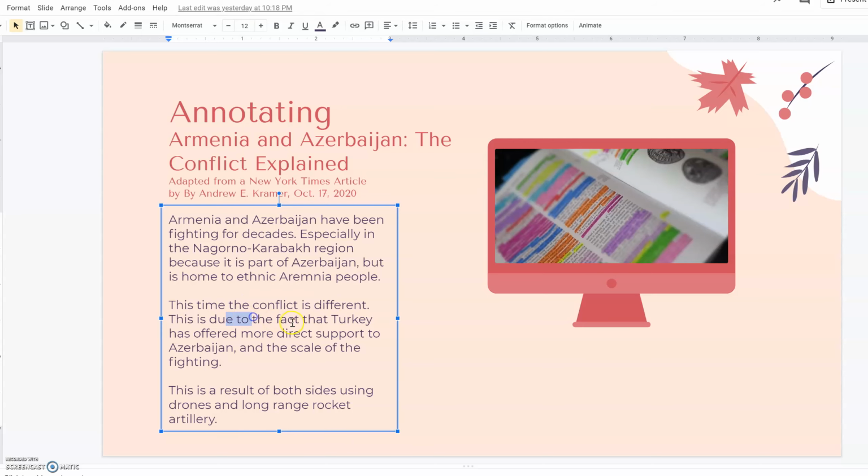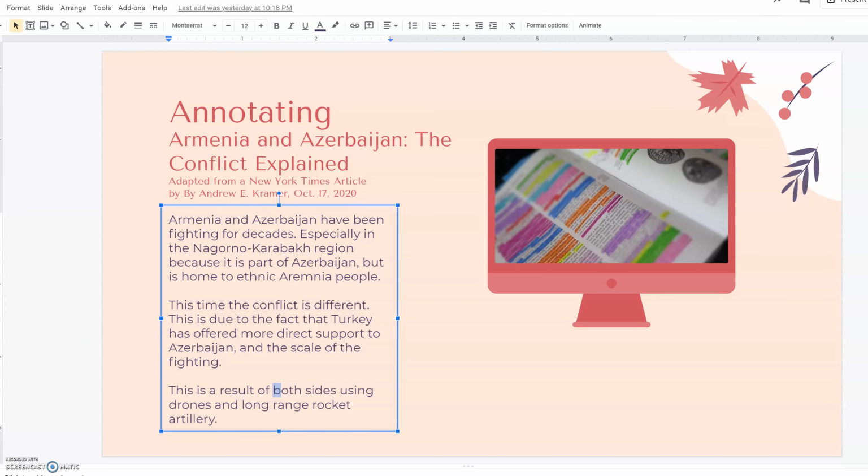Why? This is due to the fact that Turkey is giving more support to Azerbaijan and the scale of fighting has changed. That's why the conflict is different, right? This is a result of both sides using drones and long-range rockets. And see, now we have an effect. Even though this was a cause earlier, for it being different, now it's the effect. And what is the cause? Both sides using drones and long-range rockets.